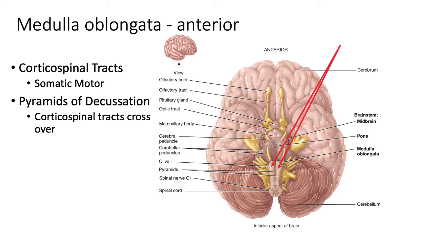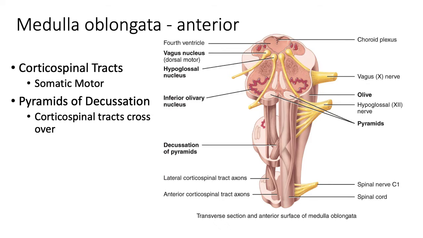Let's take a closer look at the medulla. Here you can see just the medulla. Part of it has been cut away to show the descending corticospinal tracts. As the tracts descend from the brain, the pyramids of decussation are where they cross over from one side to the other. This happens on the anterior side of the medulla.